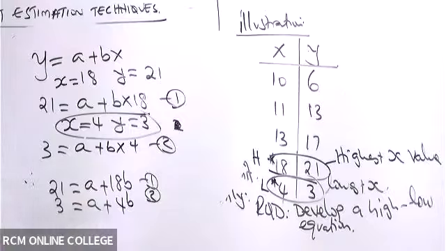Now from there, our aim is to eliminate a simultaneously. So how do you eliminate a? Through subtraction. So go ahead and subtract.